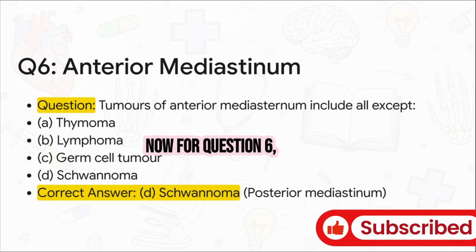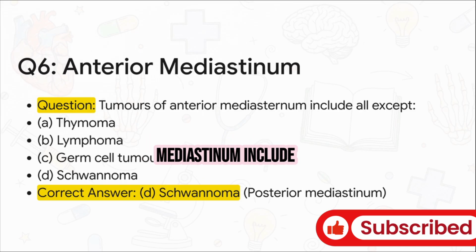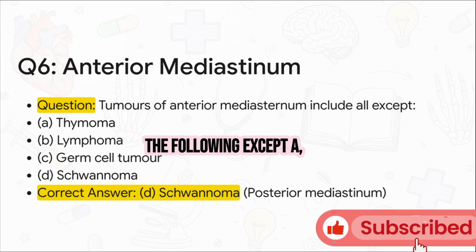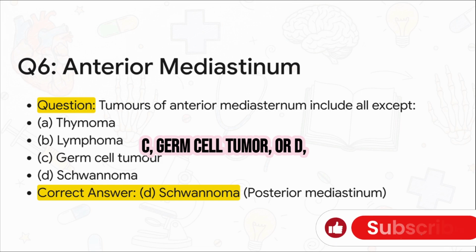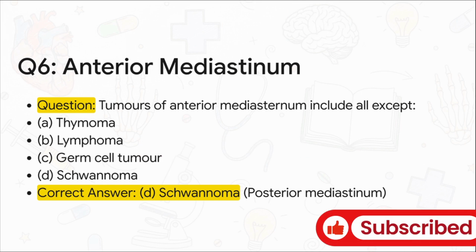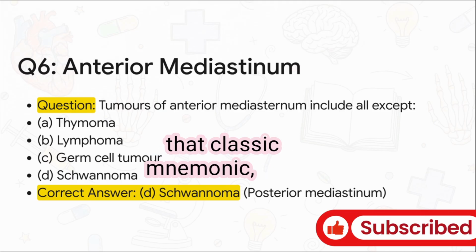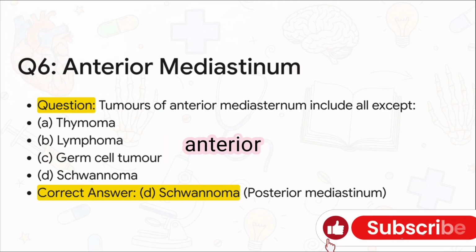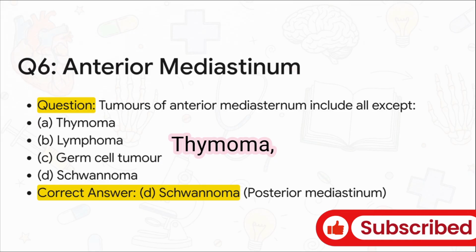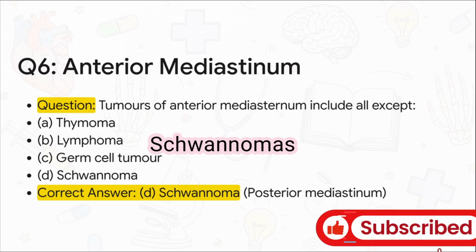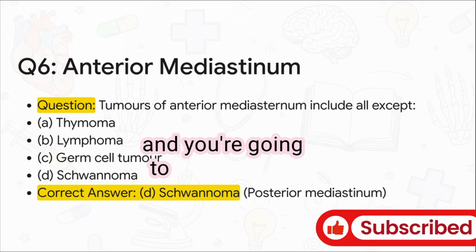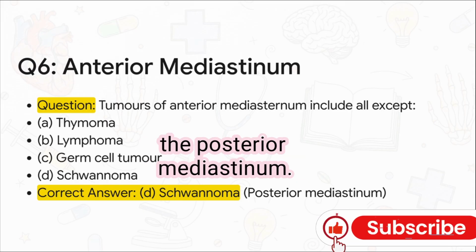Now for question 6, tumors of the anterior mediastinum include the following except A. Thymoma, B. Lymphoma, C. Germ cell tumor, or D. Schwannoma. So which one doesn't belong? The answer is D. Schwannoma. And this is a perfect time for that classic mnemonic, right? Remember the 4 T's of the anterior mediastinum? Thymoma, teratoma, thyroid, and terrible lymphoma. Schwannomas are nerve sheath tumors, and you're going to find those in the posterior mediastinum.